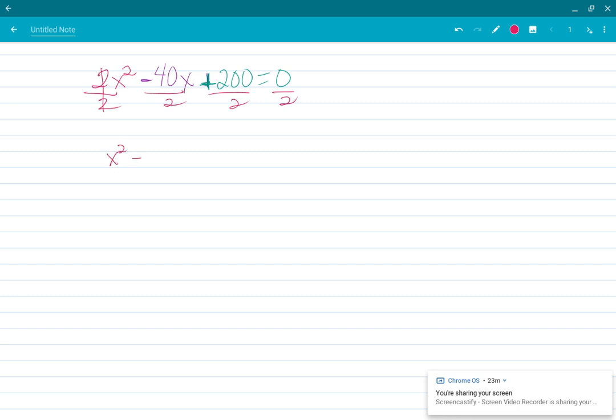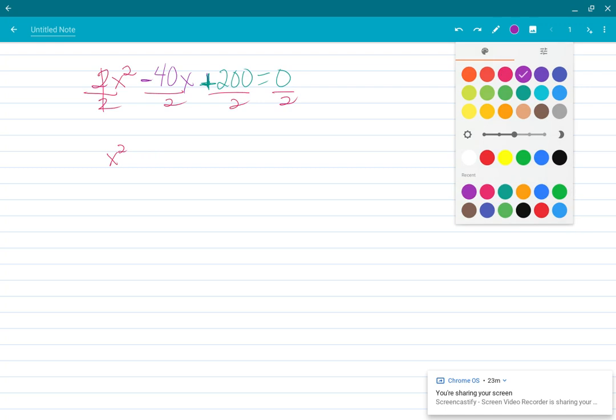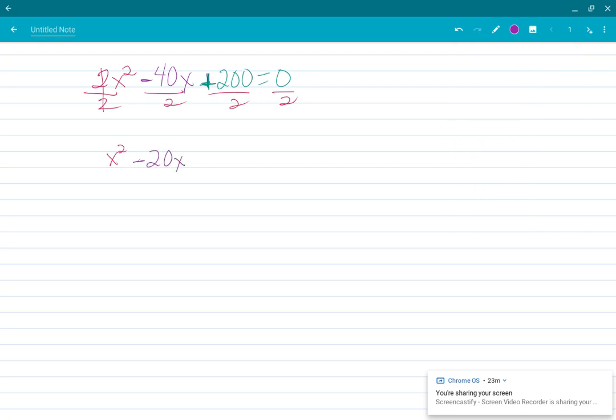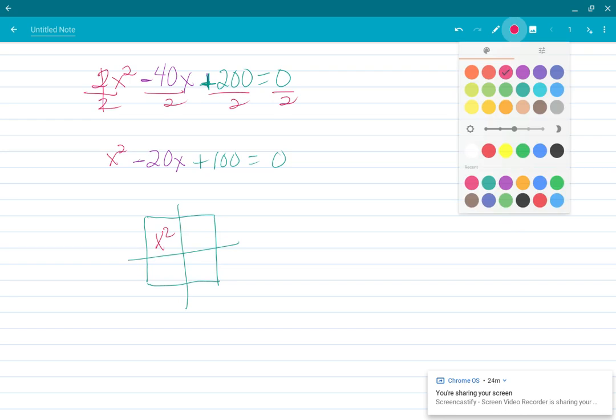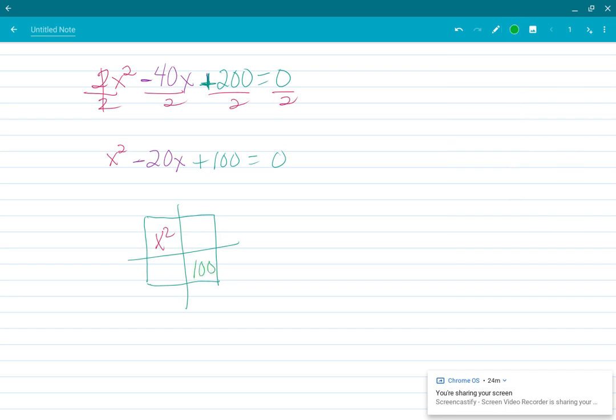x squared minus 20x plus 100, right? Equals still 0, right? This 0 didn't change. All right, now we're going to try to factor, okay? We're going to start with this one. I'm going to try to keep my colors coordinated. And then we have some number times another number.